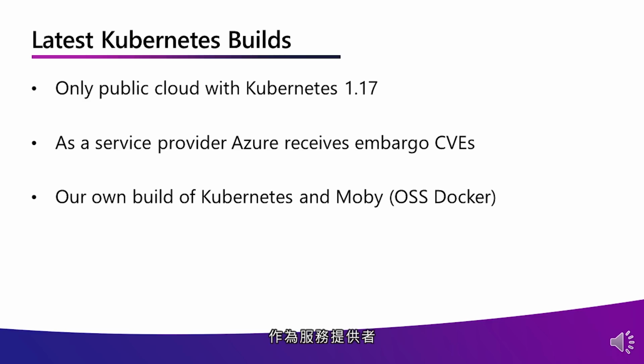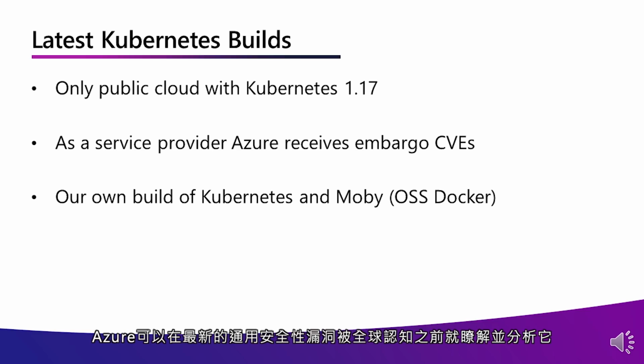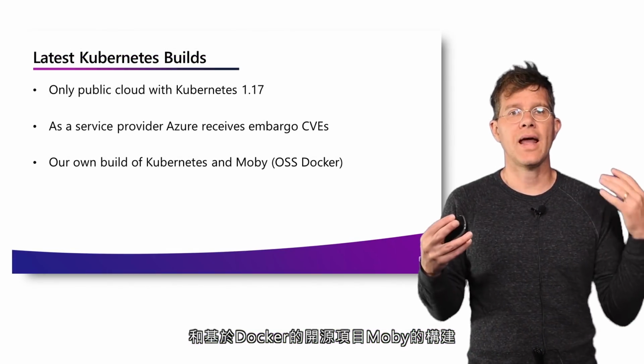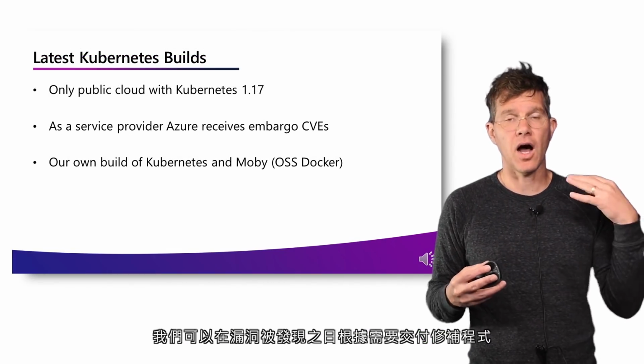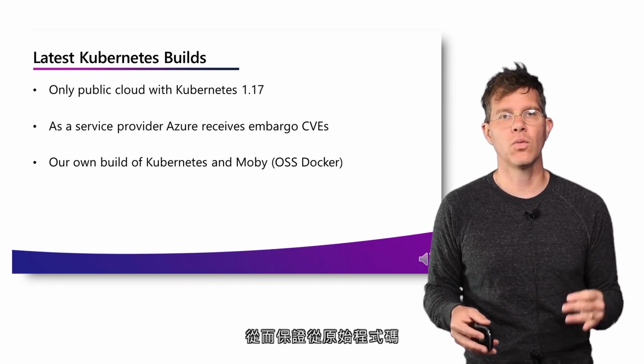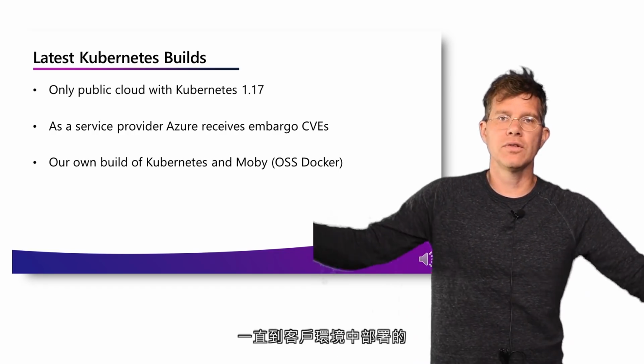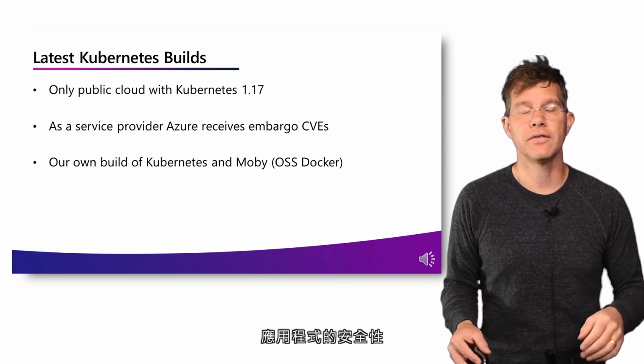And as a service provider, Azure gets embargoed CVEs before they're released into the world. So we can be sure on day 0 that an exploit is revealed, that your clusters are patched and ready to go. Similarly, we maintain our own builds of both Kubernetes and Moby, which is the open source Docker, so that we can deliver patches as needed on the day that things are released, right? So we have complete security from the source code all the way through to the application that's deployed into your environment.